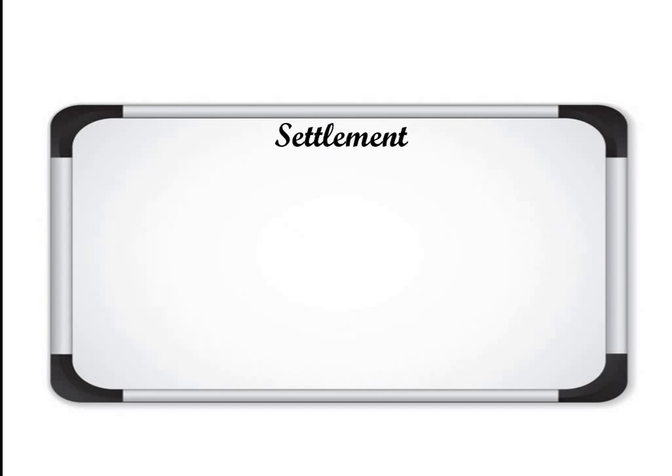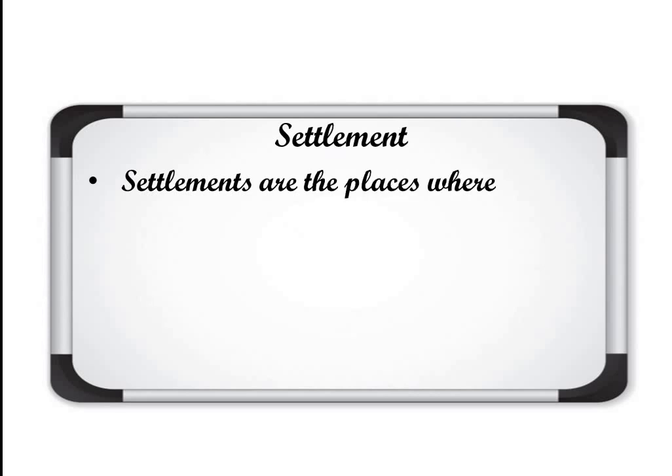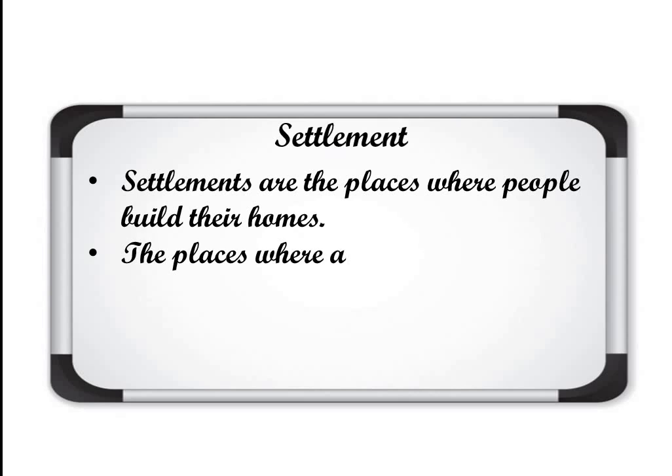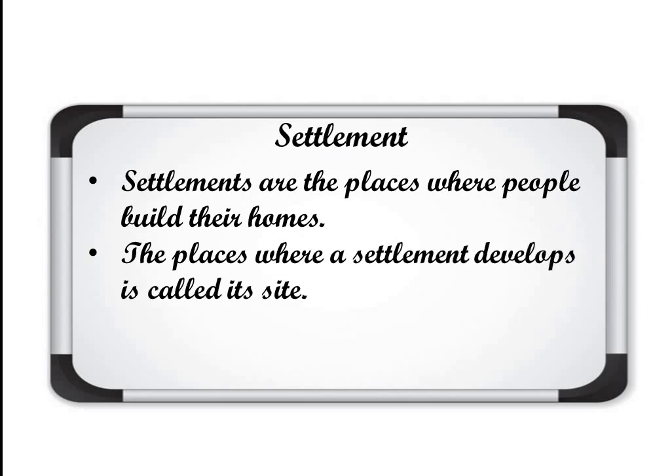The topics we will take. Settlement. The first topic that we have covered in this chapter was settlement. Settlements are the places where people build their homes. Means the settlements are the places where people live in. They build their homes or houses. Now, the place where a settlement develops is called its site. Where the different settlements develop, they are known as sites.